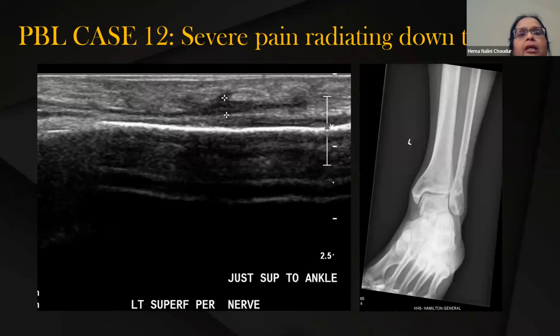And we come to another case where the patient had severe pain radiating down the leg, again, a neurological type of pain. And since we now know the superficial peroneal nerve's location in the subcutaneous fat overlying the fascia, we can see this nerve. And we can see that it's focally thickened. So are we looking at neuritis, was what we thought. Then we didn't know what we were looking at.